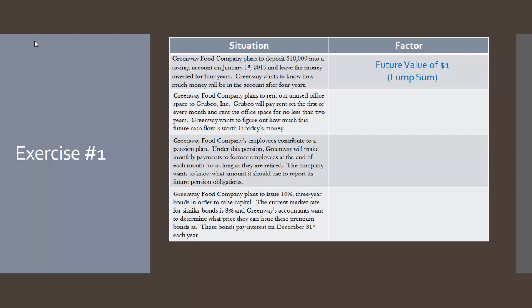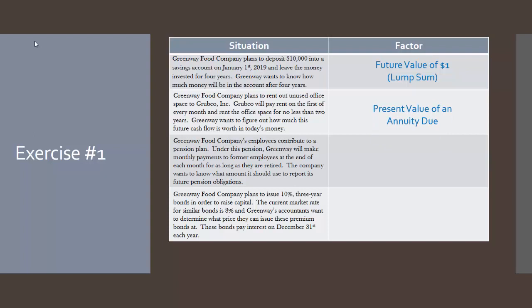Is it an ordinary annuity that's happening at the end of each period, or is it an annuity due that's happening at the beginning of each period? Well, they're paying rent on the first of every month. So we have this series of payments in the future that is coming to us that's going to occur at the beginning of every period. The factor we would use is the present value of an annuity due.